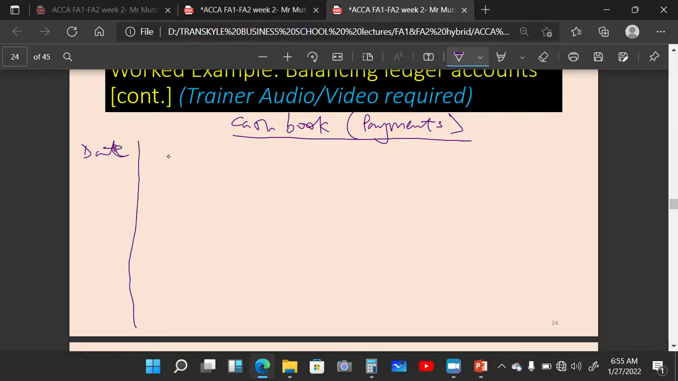And these days, because of the computer-based nature of our exams, we are no longer required to draw these cash books. But you have to know that, because the examiner might say, I want you to come up with a cash book. What is missing in this particular cash book? Which column is missing? You have to show him that you understand what's going on.